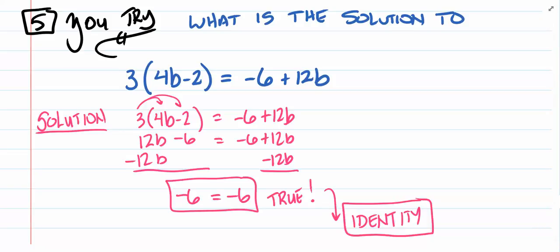Here's the answer. Hopefully you got that this particular equation was an identity because we get a true statement that negative 6 equals negative 6. So therefore it's true for every single value that b could possibly be. We're going to get a true statement.